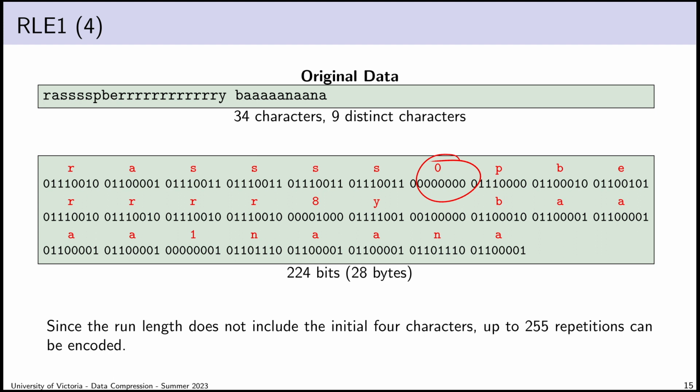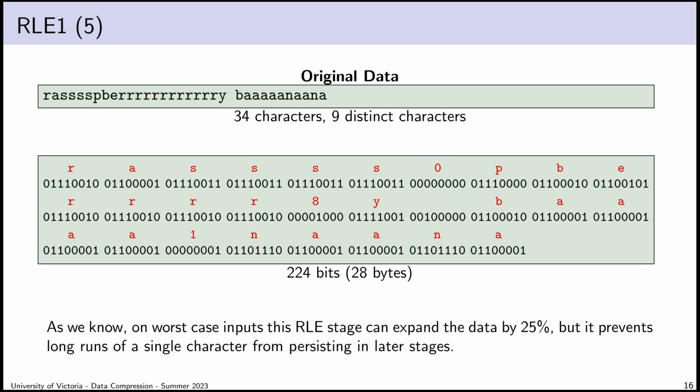There actually are reasons why keeping everything in a consistent form, even if it's a bit space inefficient, can be helpful, because it makes it easier for the next stage to go to work. And so, of course, in the worst case, this could end up expanding the data by 25%, because I could have just a bunch of runs of length 4. And every run of length 4, I take a loss.